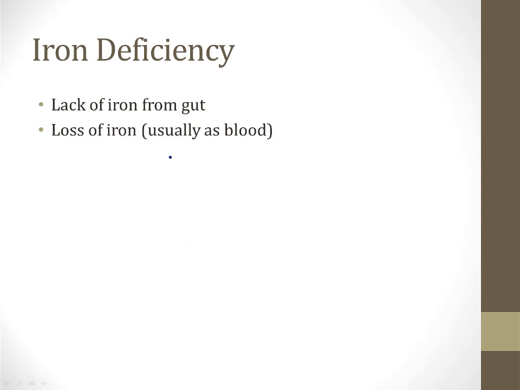So there are basically 2 mechanisms by which a patient can become iron deficient. The first is lack of iron in the gut, and the second is loss of iron, usually as blood. And we'll talk about both of these in the next few slides.